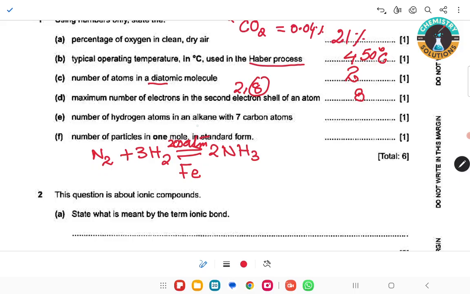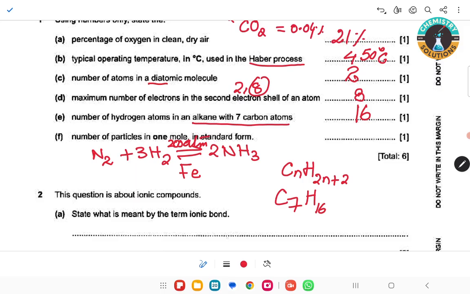Number of hydrogen atoms in an alkane with 7 carbon atoms. Alkanes basically have the general formula CnH2n+2. If we put the value of carbon as 7, heptane, we will get the value 16. So 16 will be the hydrogen atoms present in a heptane molecule with 7 carbon atoms.